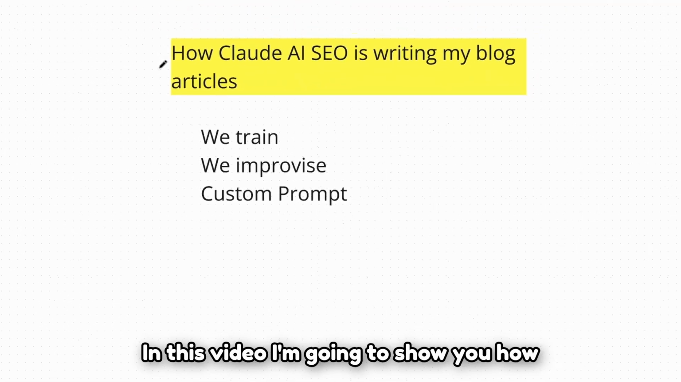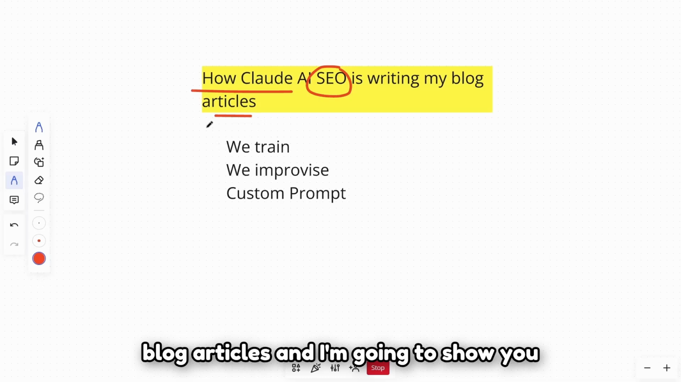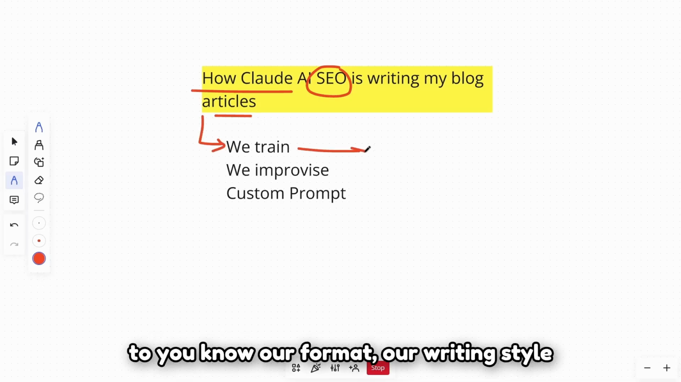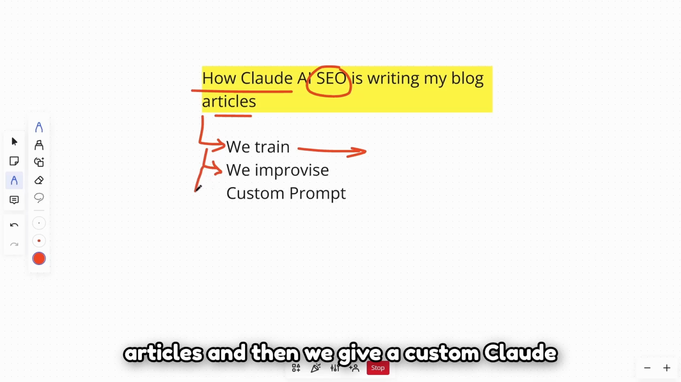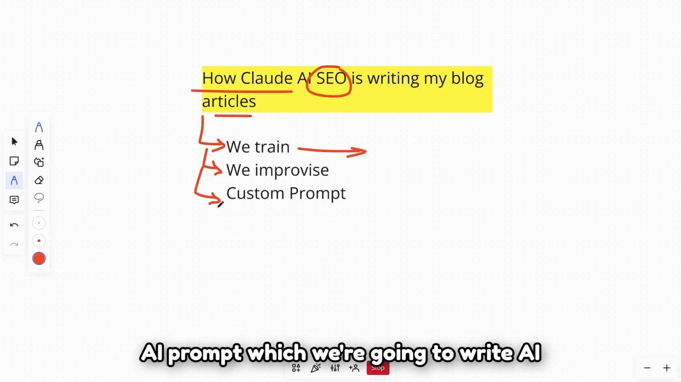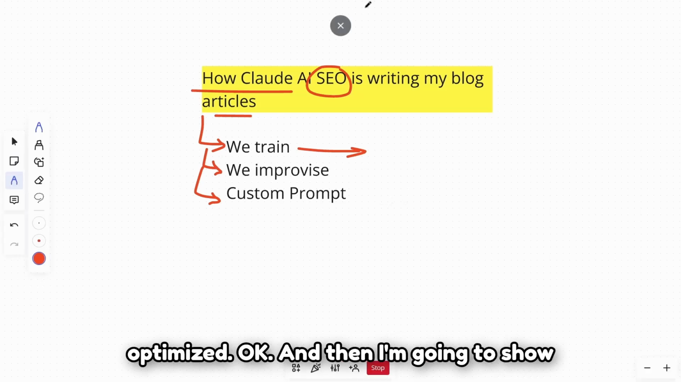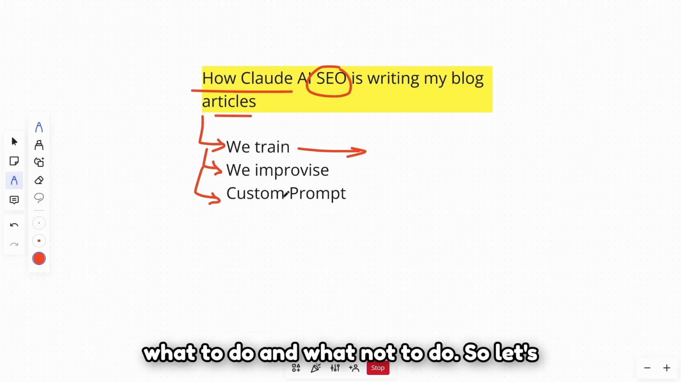In this video, I'm going to show you how Claude AI SEO is writing my blog articles. I'm going to show you completely, from training Claude on our format and our writing style, and then we improvise to write SEO blog articles. Then we give a custom Claude AI prompt to write AI SEO blog articles which are SEO optimized. Then I'm going to show you how to find if it is humanized, and what to do and what not to do. So let's begin with that.